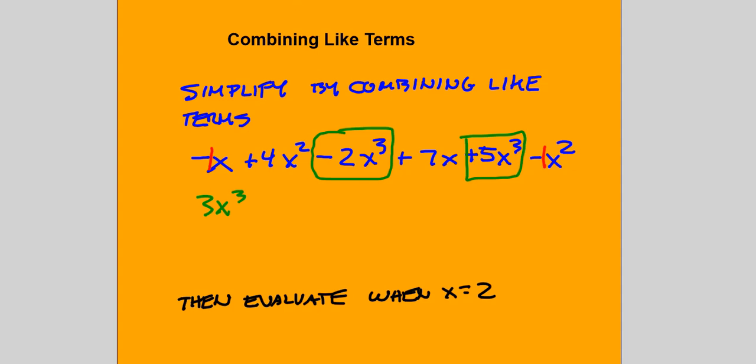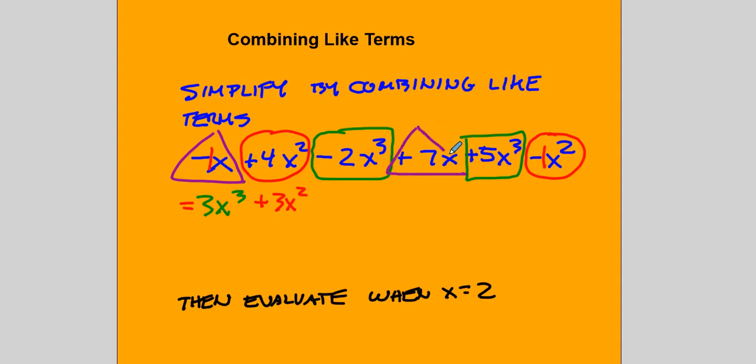Now I can add x squareds together. So I have plus 4x squared, and I have minus 1x squared. 4 minus 1 is 3, so this is going to be plus 3x squared. Okay, now x's. So I have negative 1x plus 7x. Well, 7 minus 1 is 6, so I have 6x's. So my simplified expression is this. Until I actually know a value for x, and the units would have to be the same, that is as simple as I can write this.